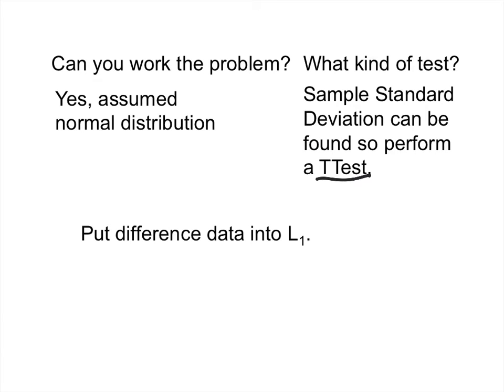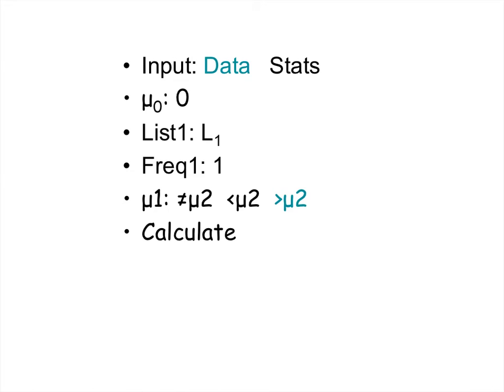These are always t-tests. Not two sample t-tests, because I just put in one list of data. One list of data is just going to be a t-test. So we already have the differences in L1 if you followed along with me. So we do a t-test and we put in our information. First of all, since we have data in L1, change your input to data, not statistics. The number in the null hypothesis is 0. You're just telling it what list you put the data in. And then make sure you pick the correct symbol.